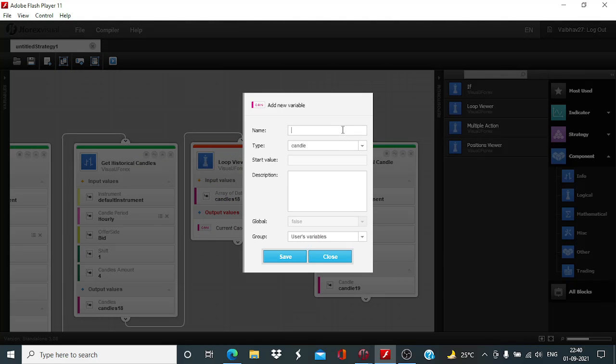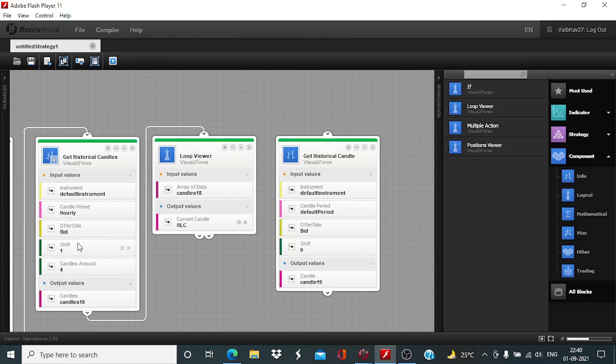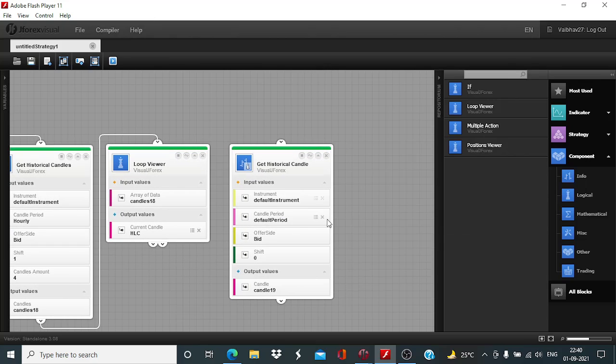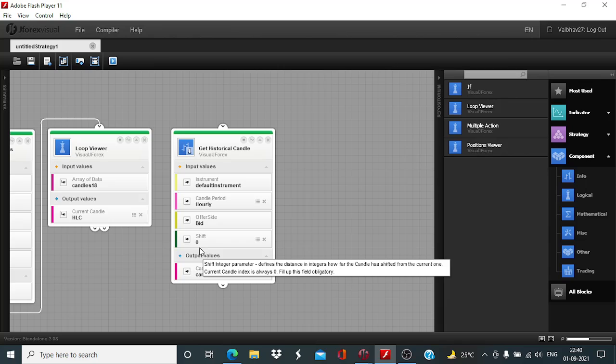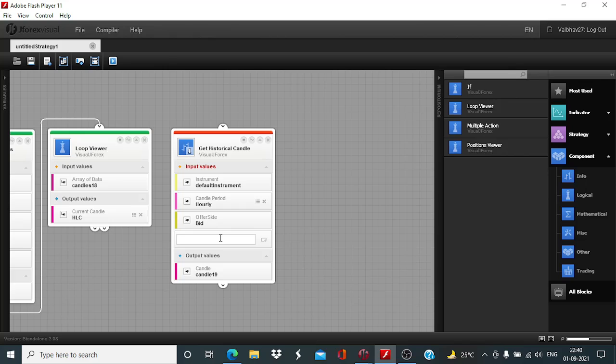We have to create a new variable. I will name it HLC. Okay, this looks good. Here the candle period amount needs to be changed to hourly again. And to consider how the last hourly candle has closed, I will have to change its shift value to 1. Okay, this loop should continue.